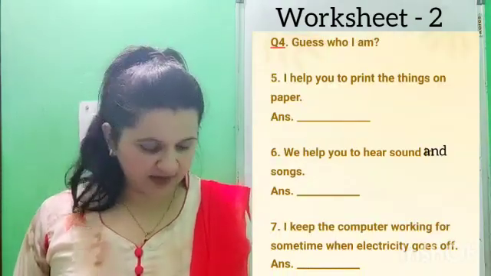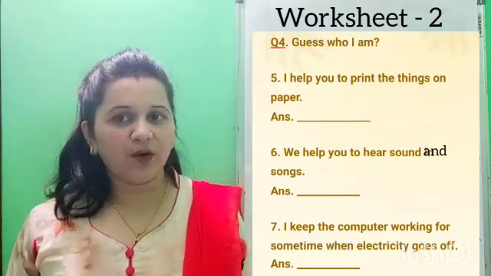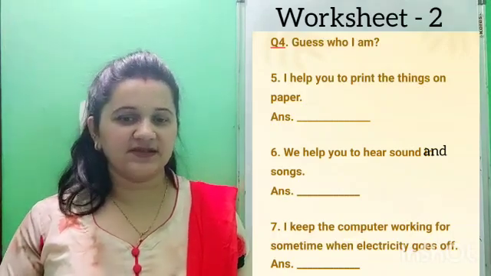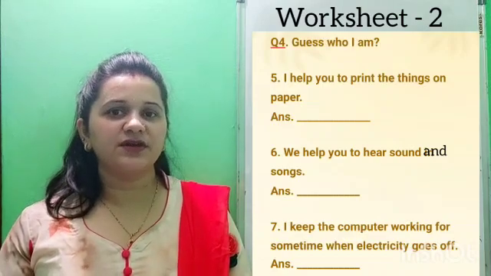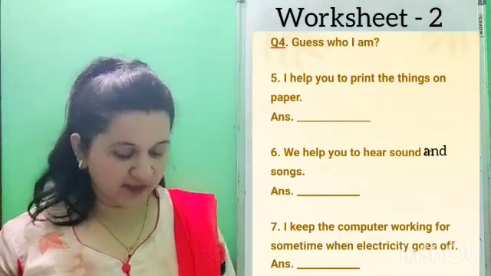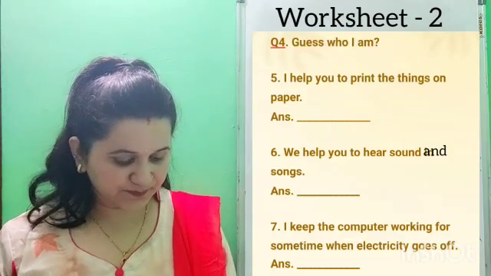Next, fifth part. I help you to print the things on paper. The answer is in the sentence here. Okay. Which part of computer helps you to take the printout? Yes, you know the answer? Very good. Just write down the answer. Very good. Then next comes sixth part.